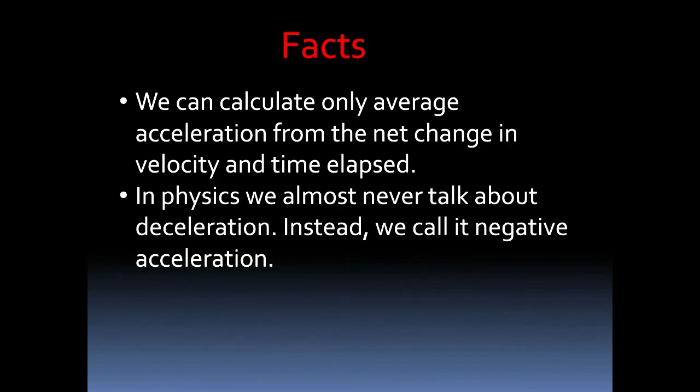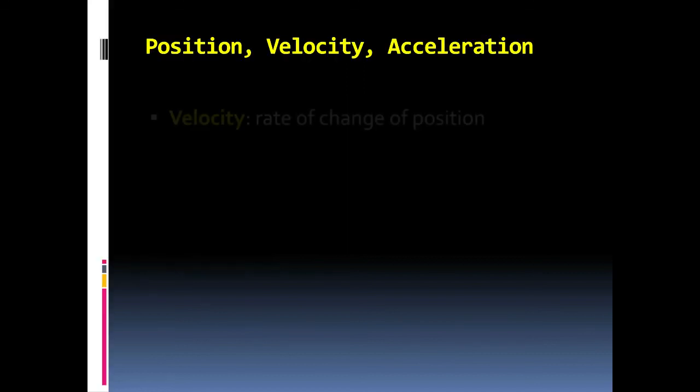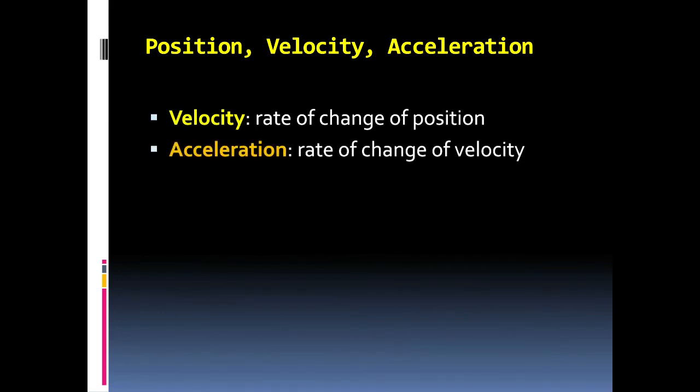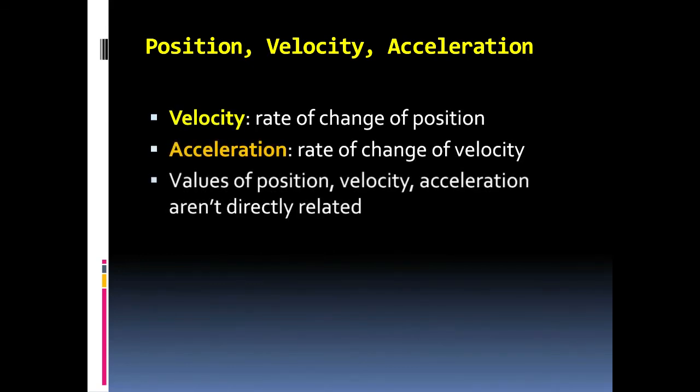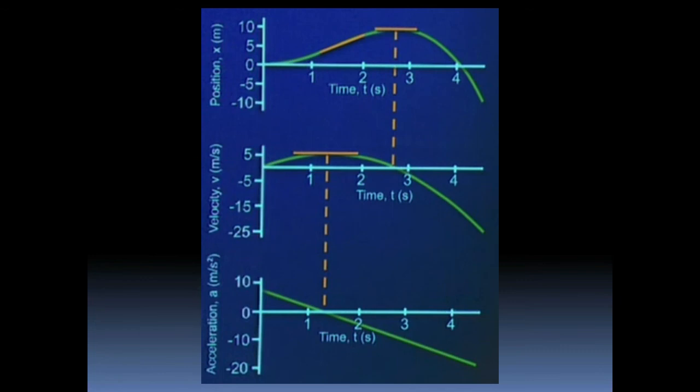Okay, we can calculate only average accelerations from the net change in velocity and time elapsed. In physics, we almost never talk about deceleration. As I said earlier, we could talk about negative acceleration. All right, once again, velocity is the rate of change of position. Acceleration is the rate of change of velocity. Values of position, velocity, and acceleration aren't directly related. All may change continually with time.